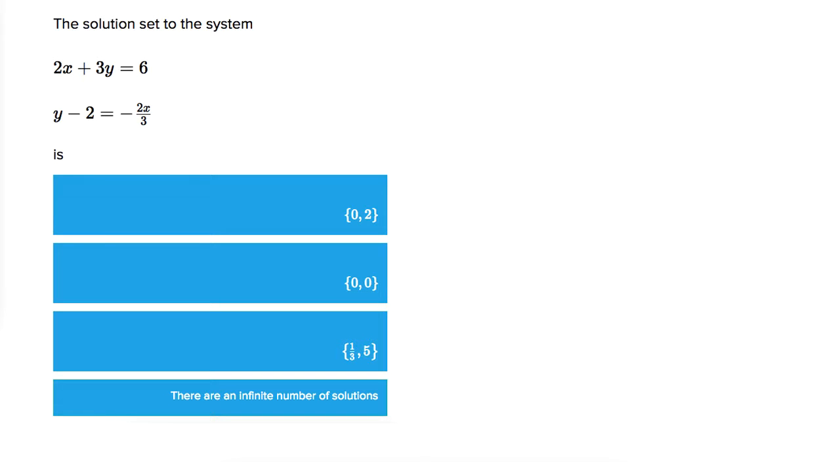This is Ben from Testive, and we're solving an SAT system of equations. Okay, the thing to remember when we see a problem like this, where one of our options says there are an infinite number of solutions, or one of our options says there is no solution, or there are no solutions.